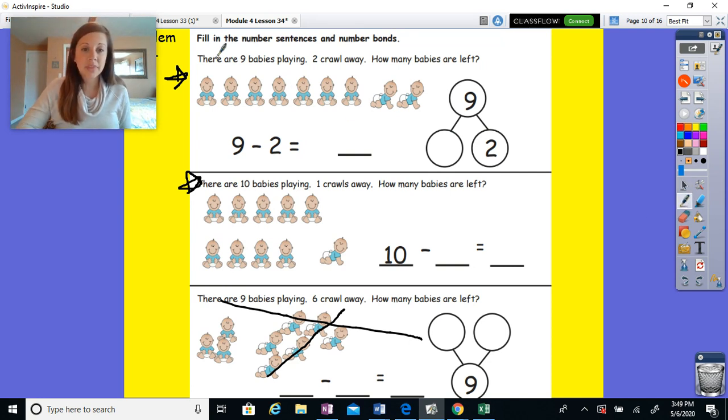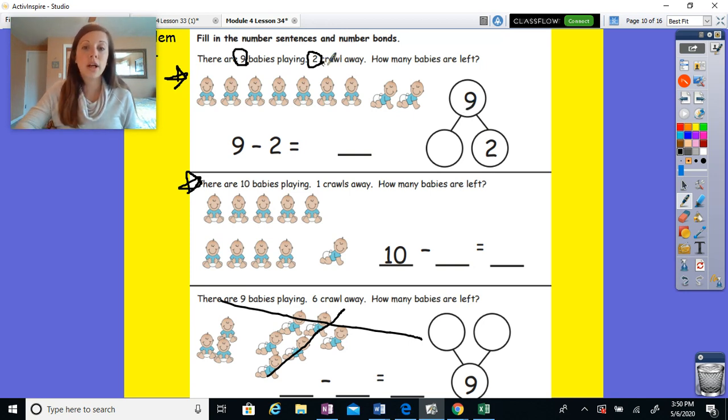Help me read. It says, fill in the number sentences and number bonds. There are 9 babies playing. 2 crawl away. How many babies are left? Now we got lucky because they helped us out and they filled in part of the number bond and number sentence for us. So remember, the whole is how many babies we started with. It said 9. Let's count them. 1, 2, 3, 4, 5, 6, 7, 8, 9. So that's why we have a 9 in our whole, because that's how many babies we started with.